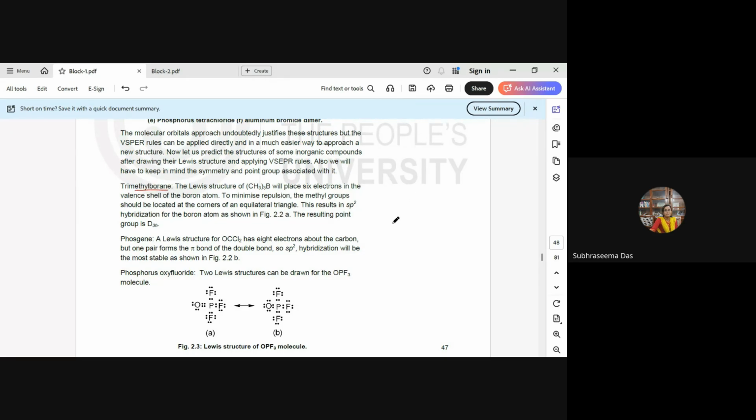First, we will try the case of trimethyl borane. Trimethyl borane is B(CH3)3. According to the Lewis structure of trimethyl borane, we will place 6 electrons in the valence shell.